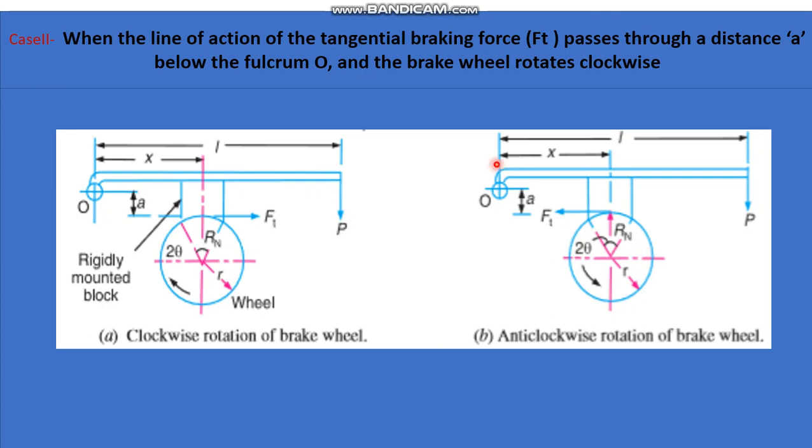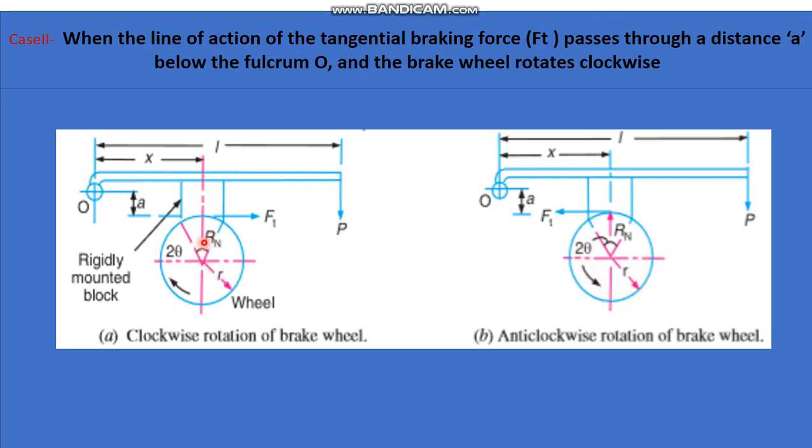Guys, in this diagram you can see here this braking force does not pass through the fulcrum, but in the previous first case, this braking force passes through this line, but in the second case this fulcrum is above the line of action of the braking force. Now my discussion is how to find the braking torque for this condition, when the block is rotated in clockwise direction or when the block is rotated in anti-clockwise direction.